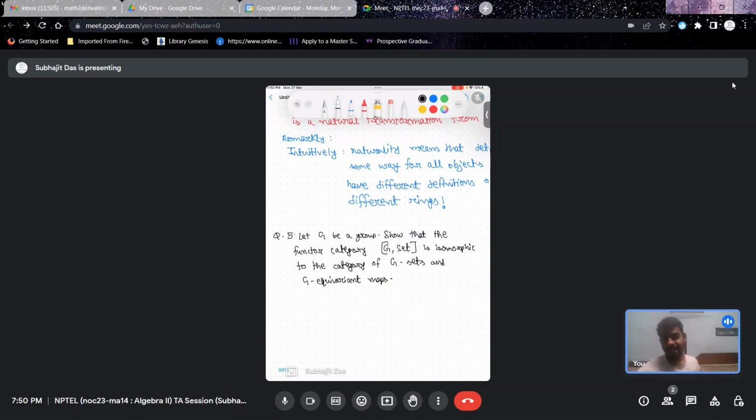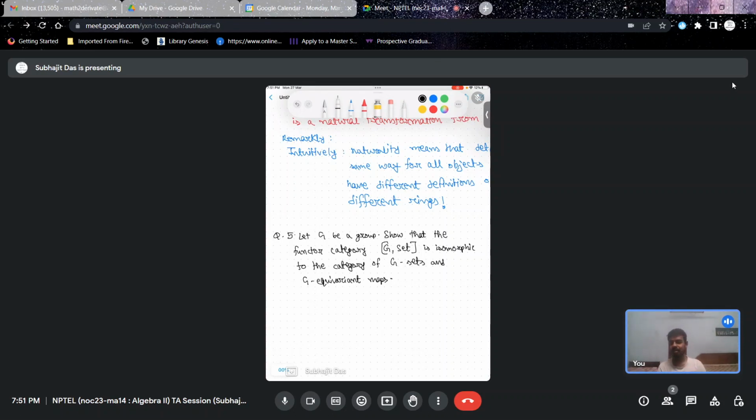So what this problem is saying is, if you recall, in the last week we did one exercise which says that every group can be thought of as a single object small groupoid. What is a groupoid? A groupoid is any category in which all the morphisms are isomorphisms, that is, every morphism is invertible. So a group can be thought of as a category in which every morphism is an isomorphism, and this groupoid has a single object.